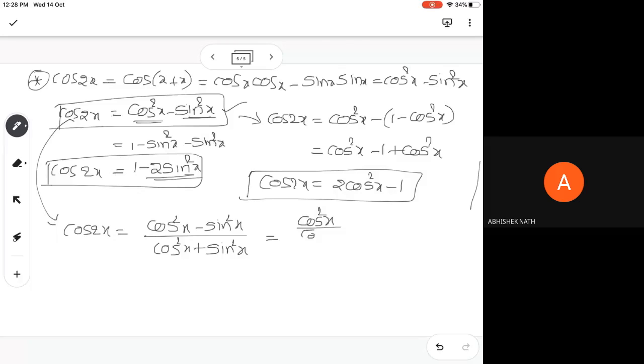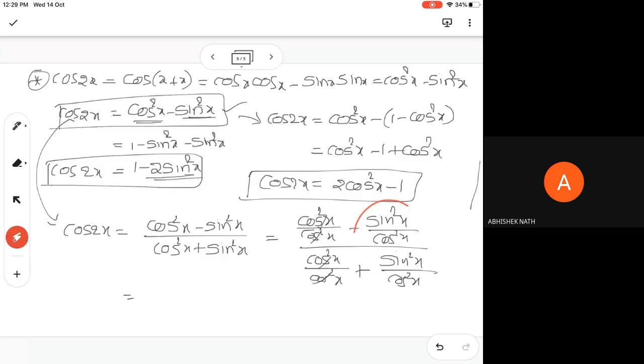So cos square x by cos square x minus sin square x by cos square x. Here also in the denominator, cos square x by cos square x plus sin square x by cos square x. So these will get cancelled, and this is tan square x and this is also tan square x. Yes, 1 minus tan square x by 1 plus tan square x.